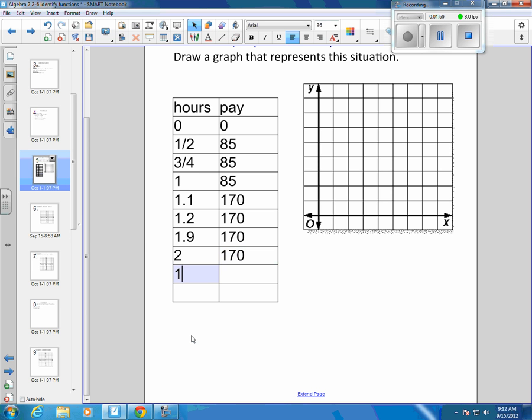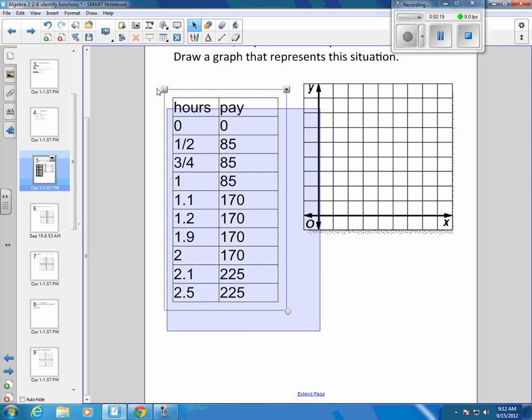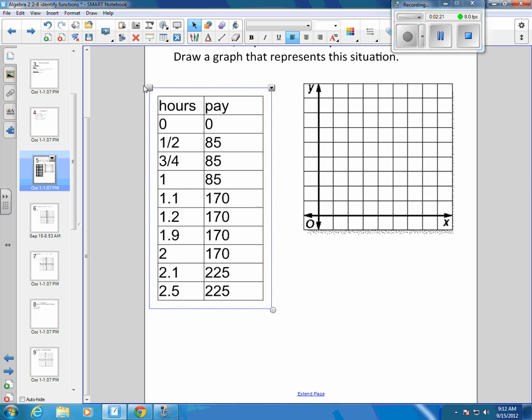But then when we go to 2.1 hours, now we're going to add that $85 on there again. And so 170 plus 85 should be 255. And like 2.5 should be 255 also. Okay, so you see how all these middle values are going to have the same amount, and then it's going to keep going up only when you reach the next hour.